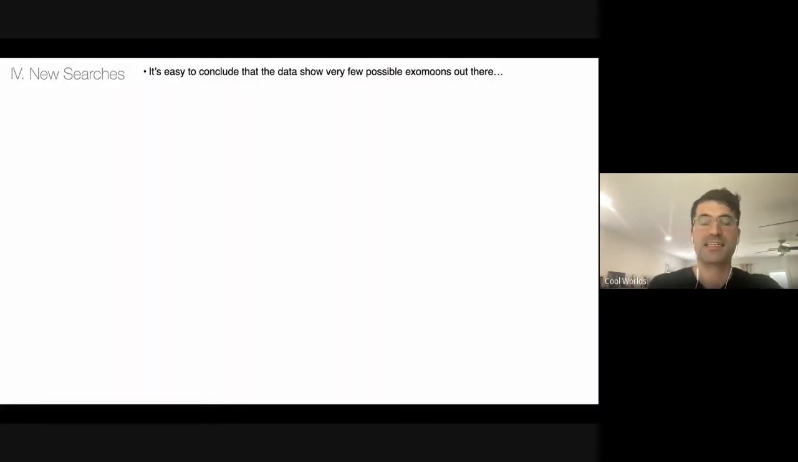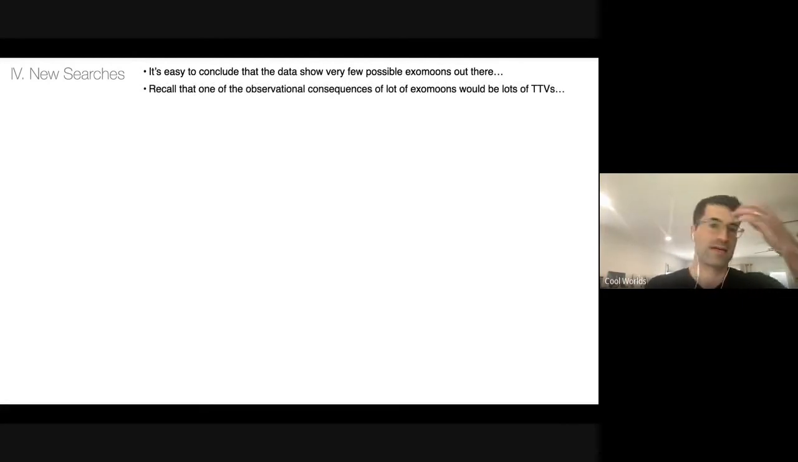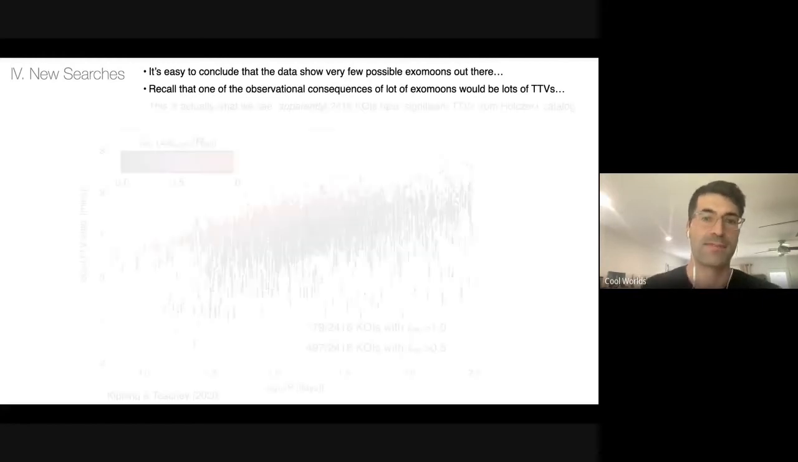I think it's easy to conclude from the Kepler data that there are very few moons out there. I think you would be forgiven to draw that conclusion, but I don't think it's the right conclusion to draw, because one of the main observational consequences of exomoons would be TTVs. In fact, that's the easiest thing they produce. The most detectable thing they do is to create a TTV. It's easier to detect than the dip.